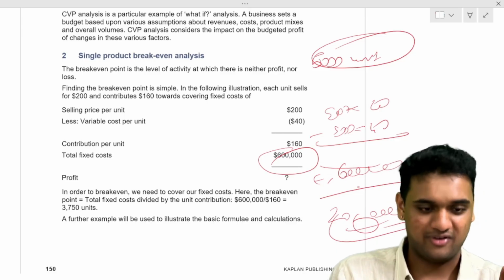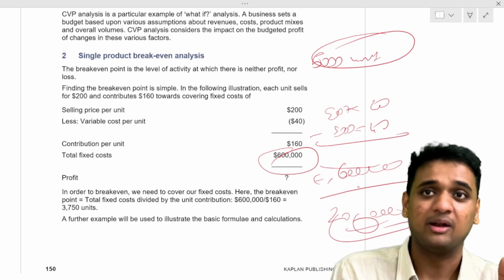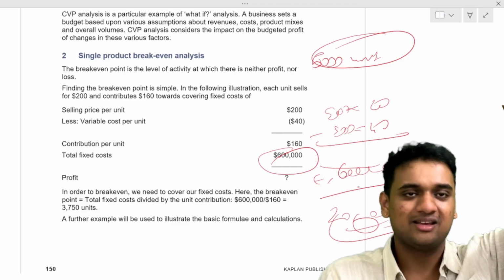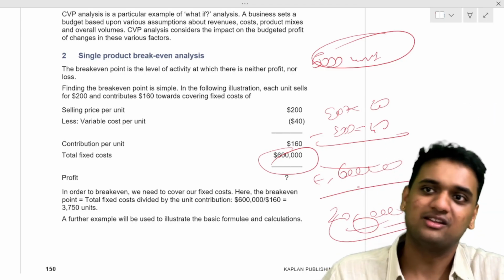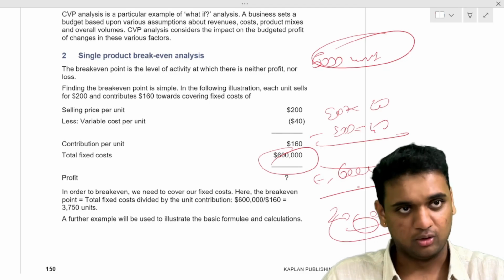In the exam they will ask: find the break even point, find the margin of safety. How do you find margin of safety? First find your break even point. Total units minus break even point units, you will get your margin of safety units. Understood all of you? Yes or no?